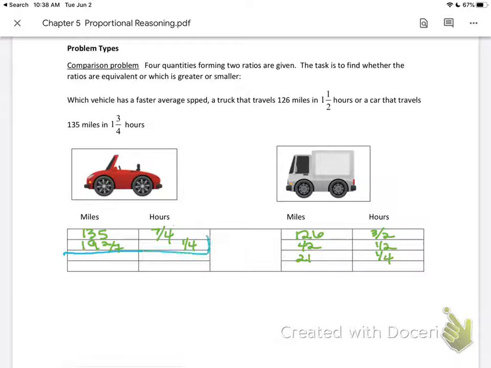This box gives me how many miles the car can travel in 1/4 of an hour, and this box gives me how many miles the truck can travel in the same amount of time. So there's my direct comparison, and when I compare the two, I find that the truck will go 21 miles. It will go further, and therefore it is traveling at a higher average rate of speed.